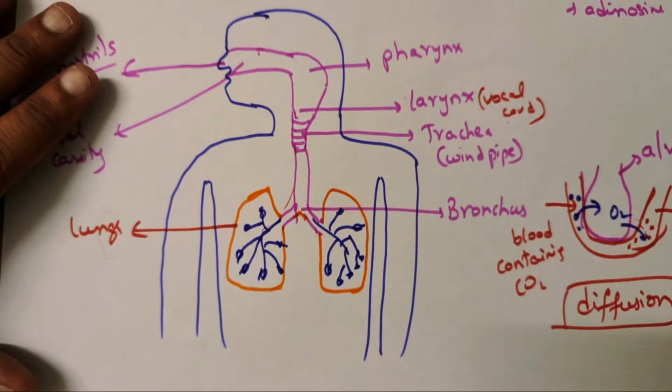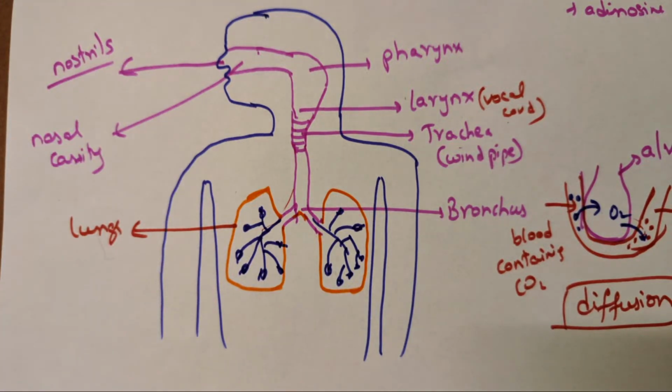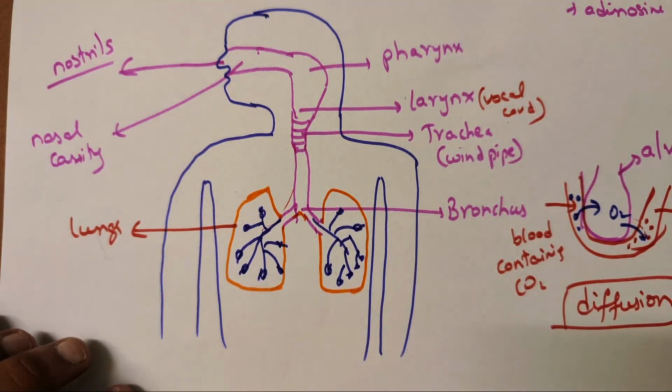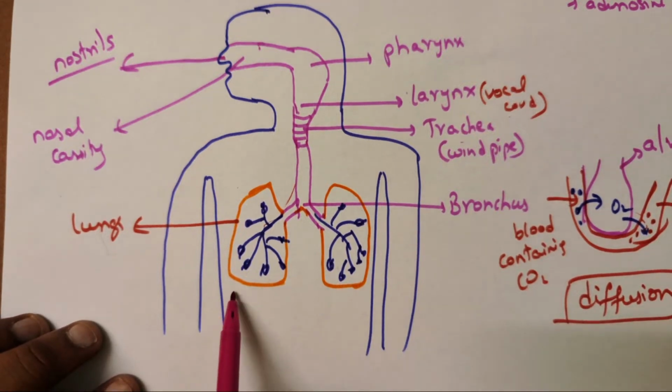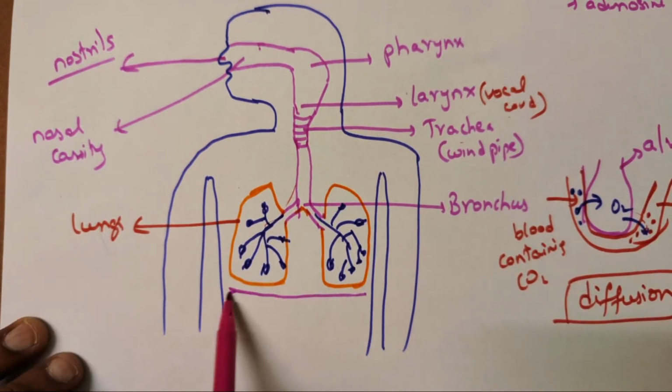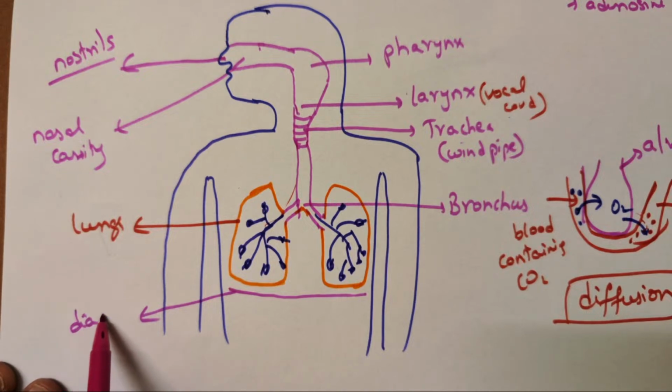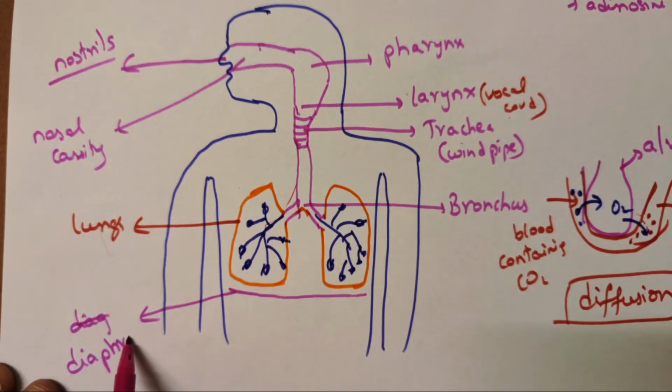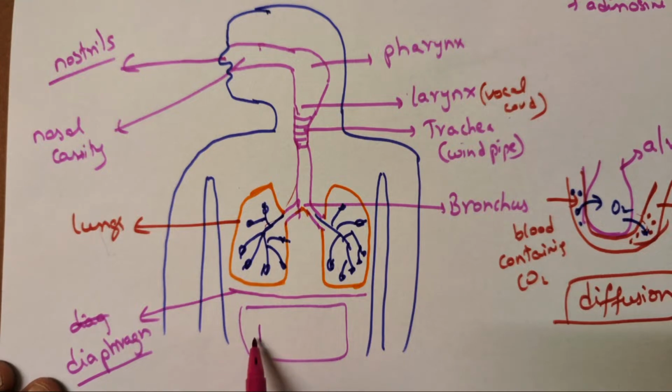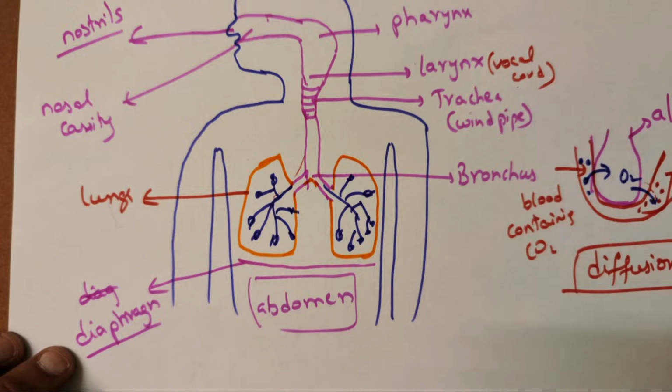So how is this happening? We also have some movement. For that we have a structure which is called the diaphragm. What the diaphragm helps with, this belongs to the abdomen part. We have two things which are inhalation and exhalation. Let's simply write inhale and exhale.